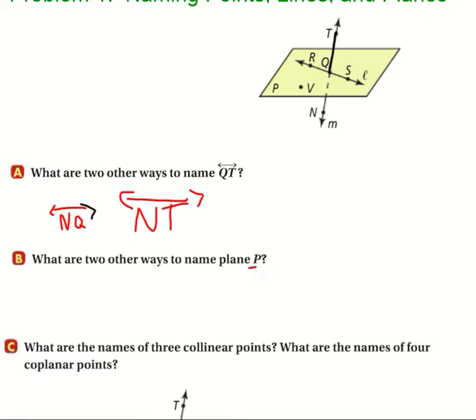And if we have the plane P, remember, here's our plane P. We can name a plane with a capital letter or by 3 non-collinear points. So if I called it VRQ, well, those don't all lie in a line, but they all lie on that plane. Or I can call it SRV. That would work as well. So both of those, along with P, would be names for that plane.